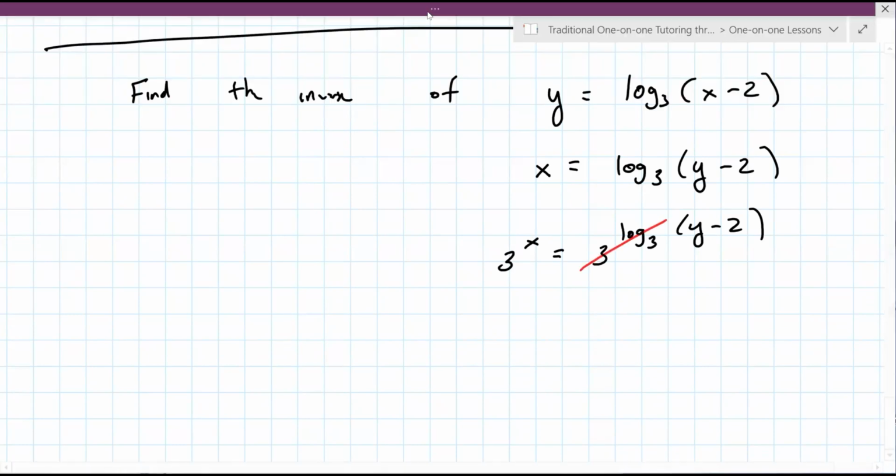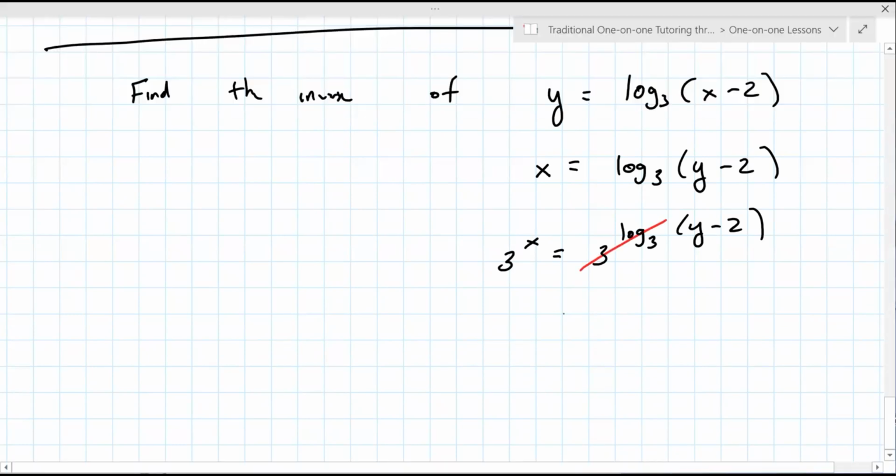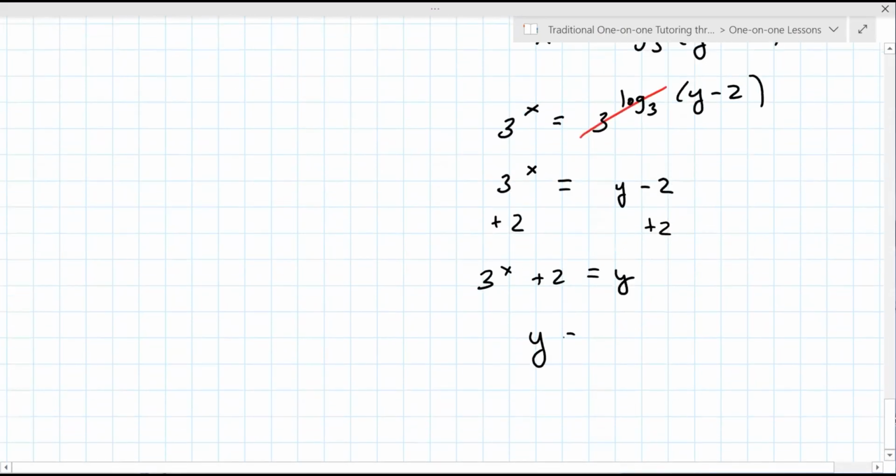Okay, so it leaves what we want, which is y almost by itself, y minus 2. Okay, and then we add 2 to both sides to get y by itself. Oops, plus 2 equals y. Okay, so we got y equals 3 to the x plus 2.